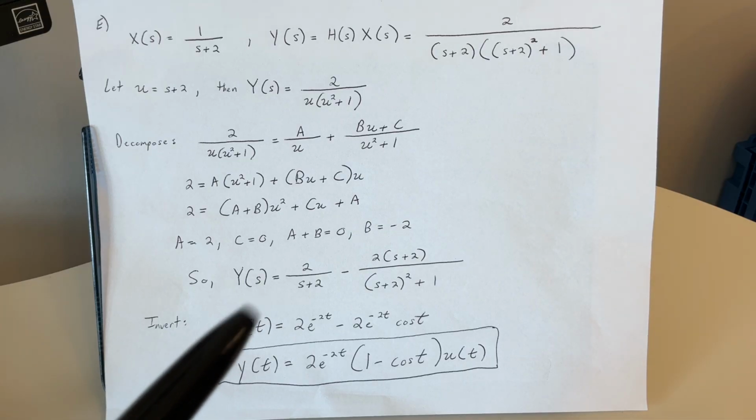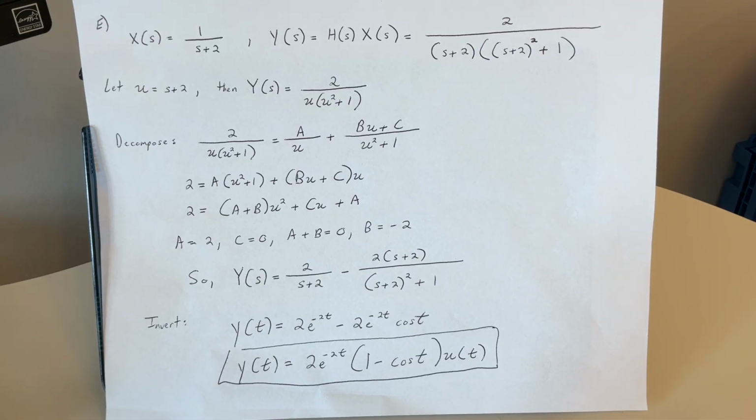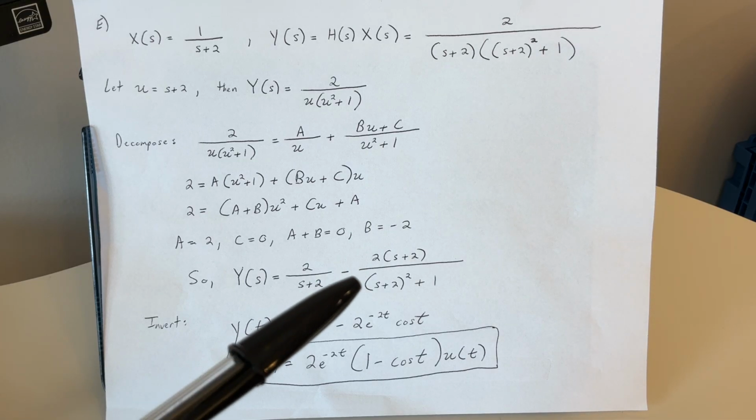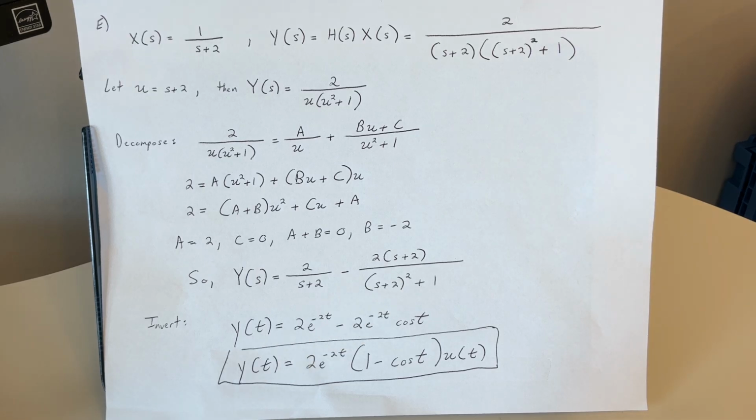So Y of s equals 2 over s plus 2 minus 2 times the quantity s plus 2 over s plus 2 squared plus 1. Invert, y of t equals 2e to the negative 2t minus 2e to the negative 2t cosine t, and y of t equals 2e to the negative 2t times the quantity 1 minus cosine t u of t. So that is for number 1. Moving along to number 2.